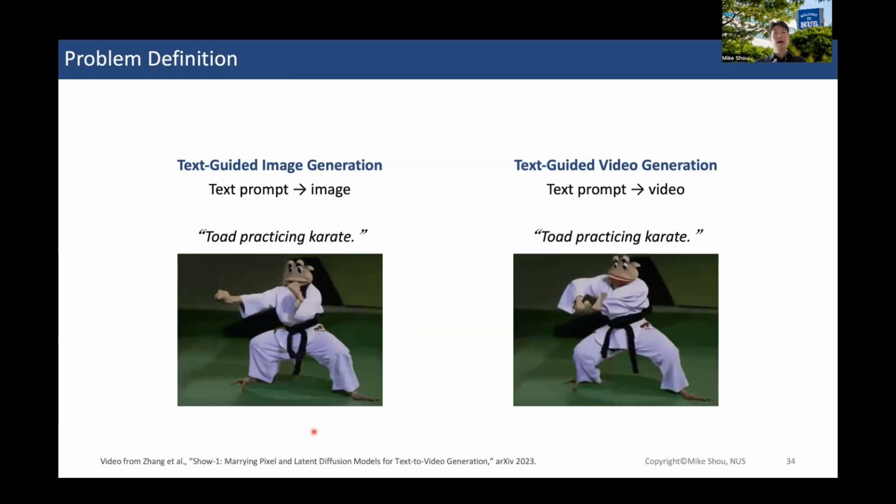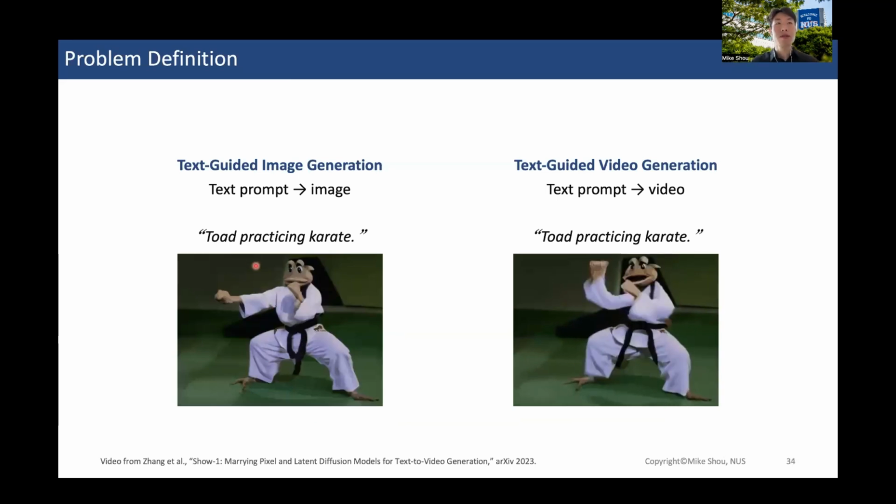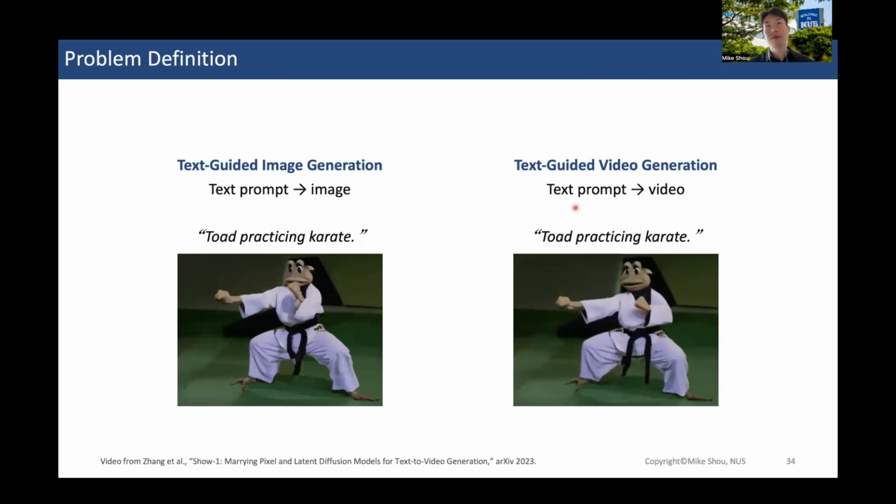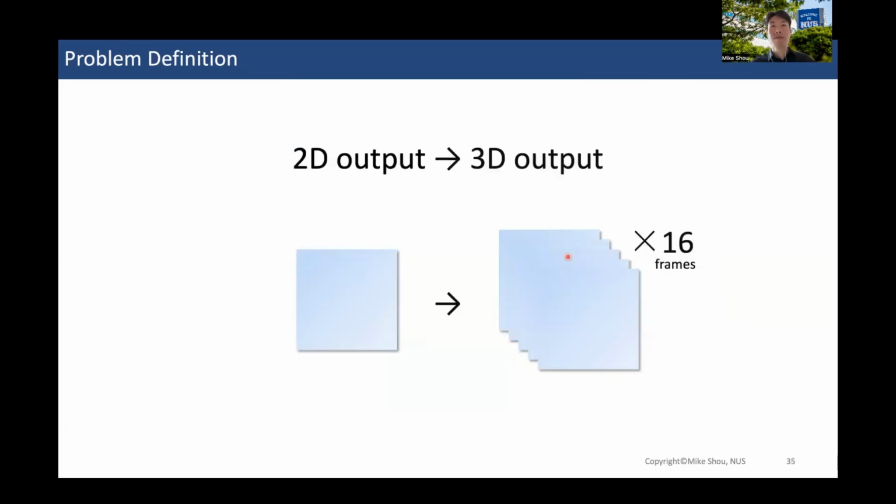So again, T2I is text to image generation, you generate an image. But video generation is so-called T2V. From a text description, from a text prompt, we generate a video. So what is the difference? Very straightforward. The difference is that the output for T2I is a 2D image, but for video generation it is 3D. And 3D is in the sense of basically just a sequence of images. For example, maybe 16 frames of 2D images.